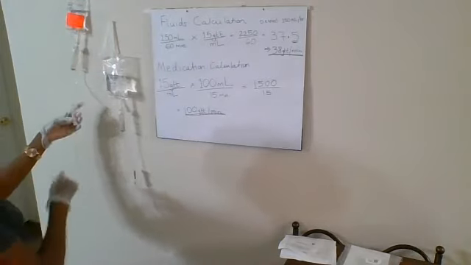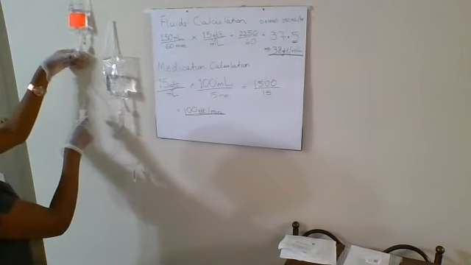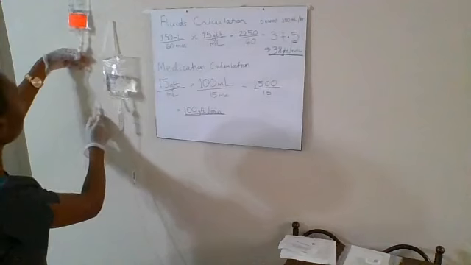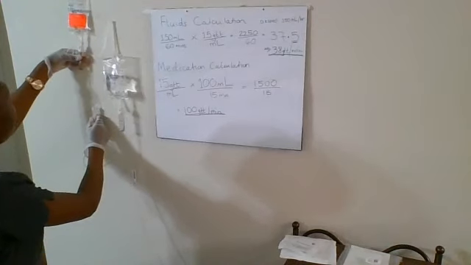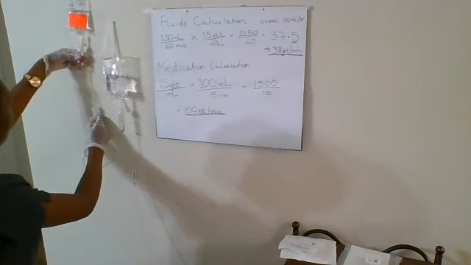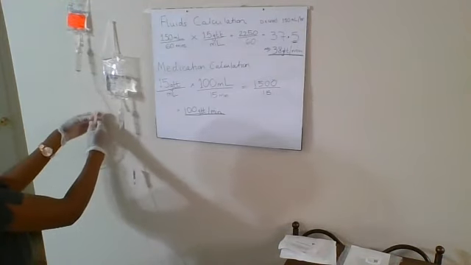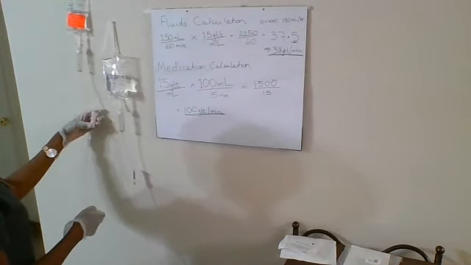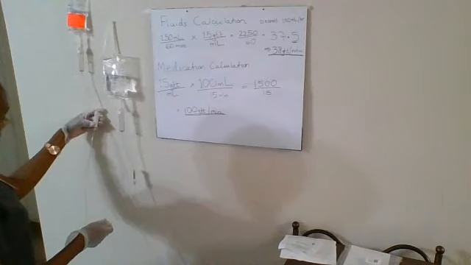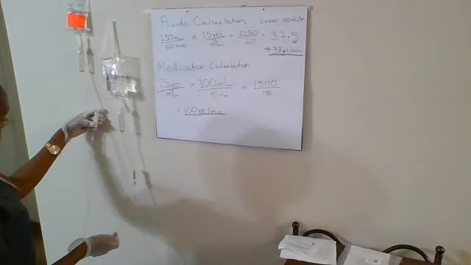Okay, so I'm going to do the same thing as I did last time. I'm going to fill my drip chamber halfway through, or at least 2/3. Like so. And then I'm going to open my clamp right here and just let out a drop and close my clamp.